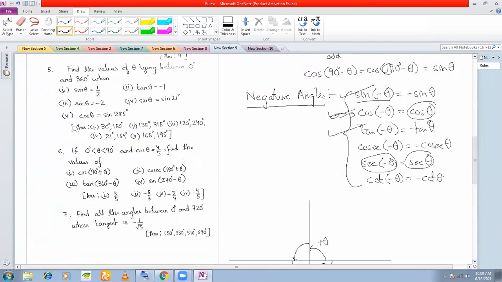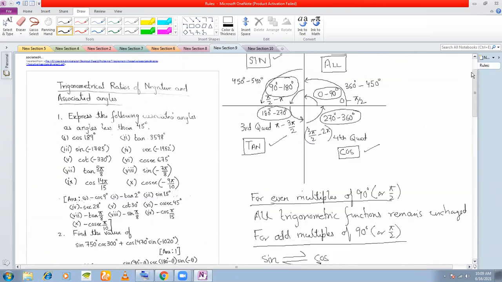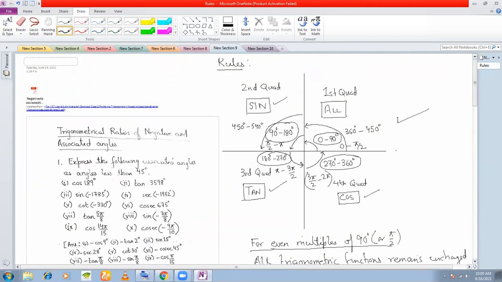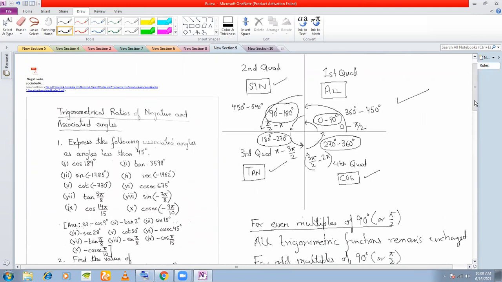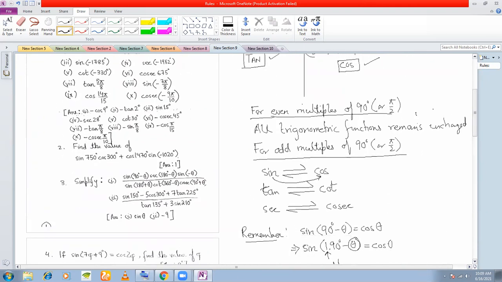But anyway, you will remember this rule for negative angles, and you will remember this rule: first quadrant, all; sine, tan and cos. For even multiples, you'll remember, and for odd multiples. Now it's time to discuss the examples of this. Okay, so let's see.